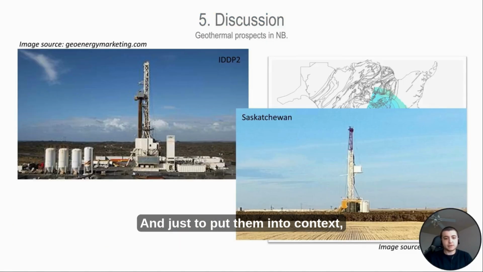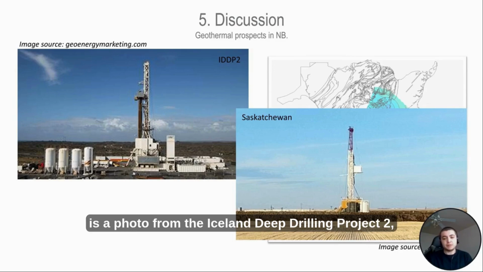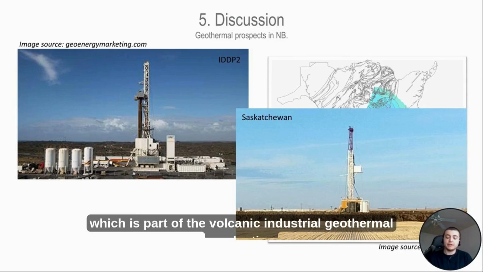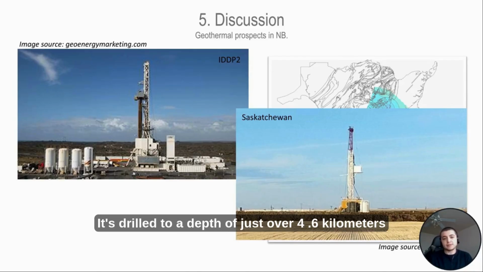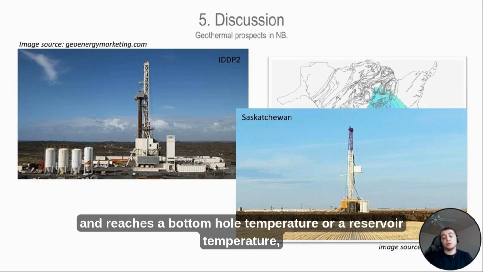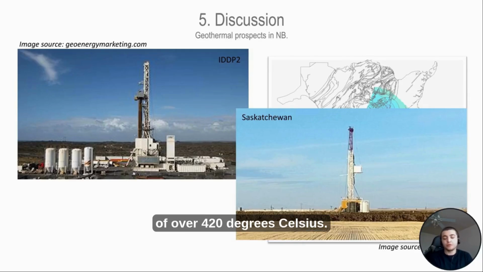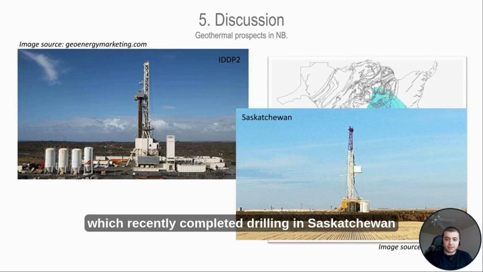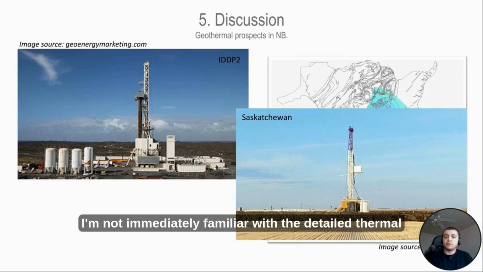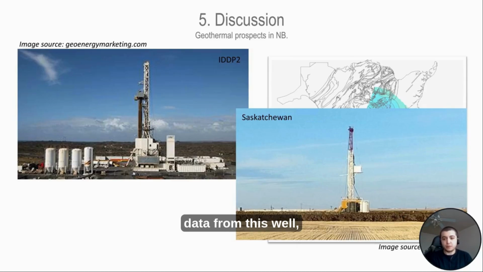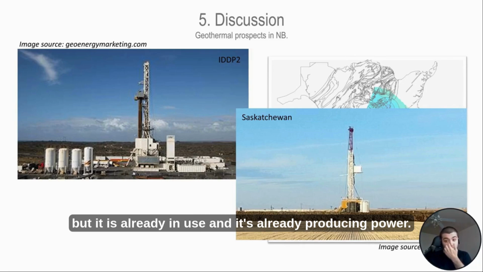And just to put them into context, on the left is a photo from the Iceland Deep Drilling Project 2, which is part of a volcanic industrial geothermal production system in Iceland. It's drilled to a depth of just over 4.6 kilometers and reaches a bottom hole temperature, or reservoir temperature, I should say, of over 420 degrees Celsius. On the right is a sedimentary geothermal production well, which recently completed drilling in Saskatchewan with a terminal depth of 3.5 kilometers. I'm not immediately familiar with the detailed thermal data from this well, but it is already in use and it's already producing power.